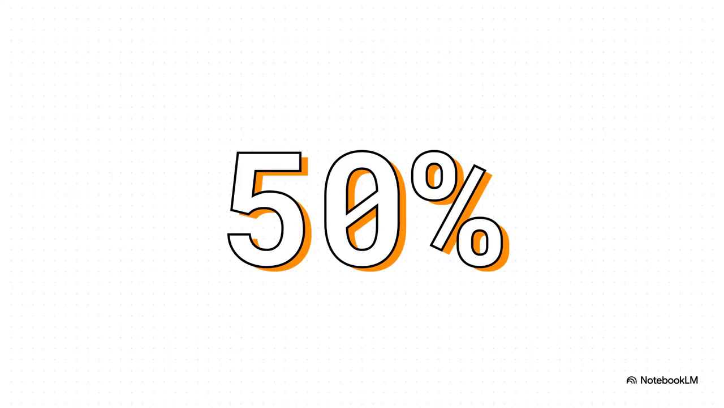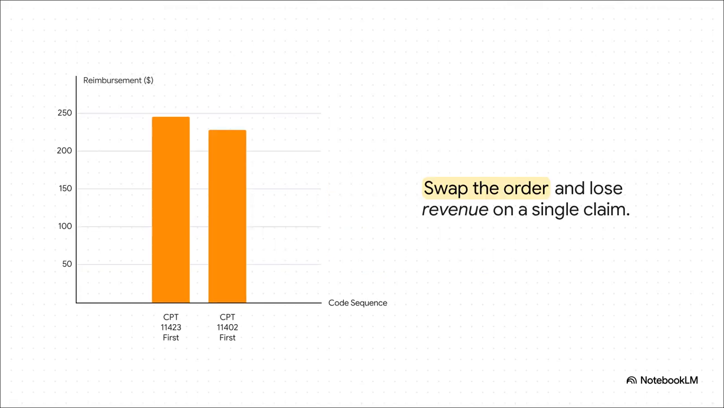Here's why. Medicare applies a really harsh 50% discount to the second most expensive procedure done in the same session. Because of this, you always have to sequence the highest valued procedure first. Then, you tack on modifier 51, which is basically just a tag saying, hey, this is a secondary procedure, to the subsequent codes. Let's put some real numbers to this.